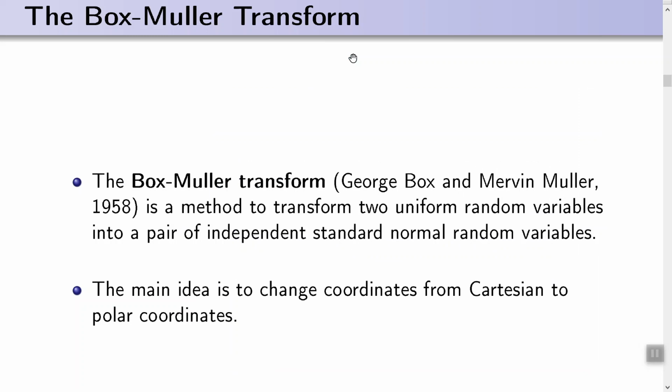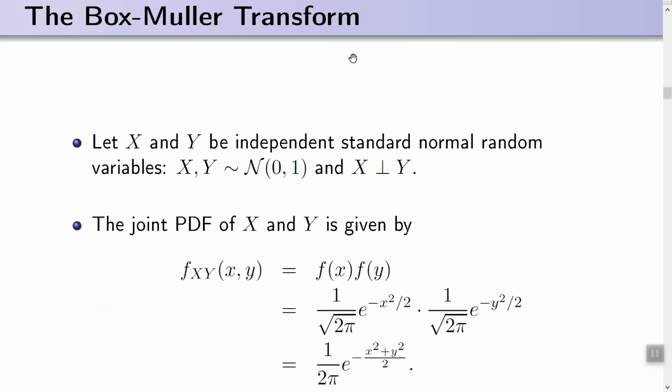Basically, the idea is we take two random uniform values, and then we switch from regular xy Cartesian coordinates to polar coordinates, and then we're able to get values from the normal distribution. Two uniform values will become two normal distribution values. Our goal is to generate x and y coming from the normal distribution, the standard normal.